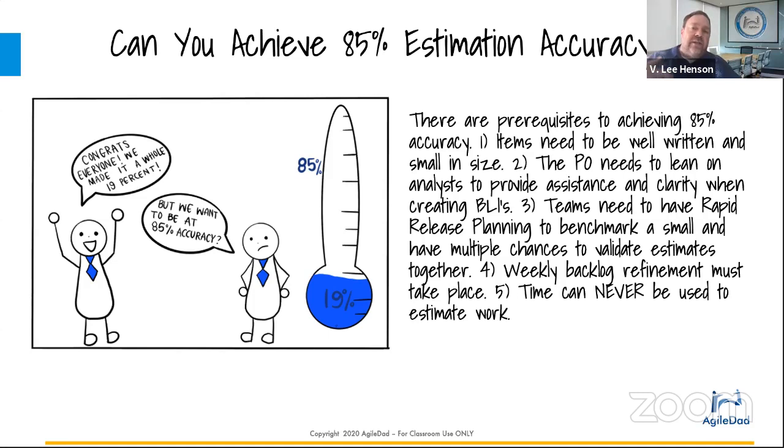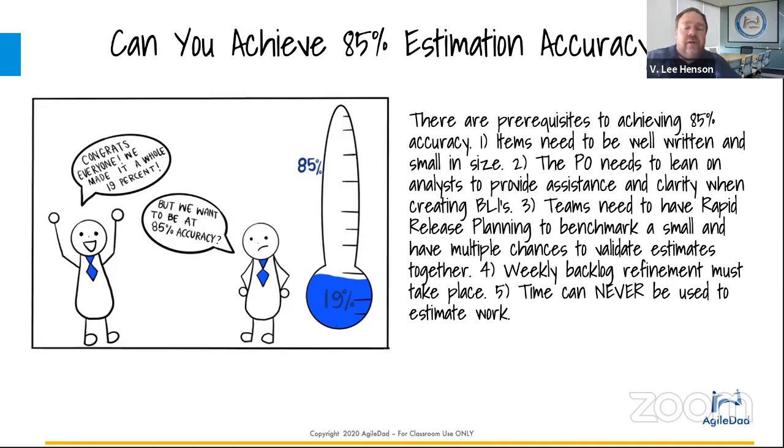And we'll go once every quarter and review that small benchmark to make sure it's still applicable, to make sure it still makes sense, so that we don't have the same benchmark when we're working on completely different types of work. So this will give the team multiple chances to get it right.